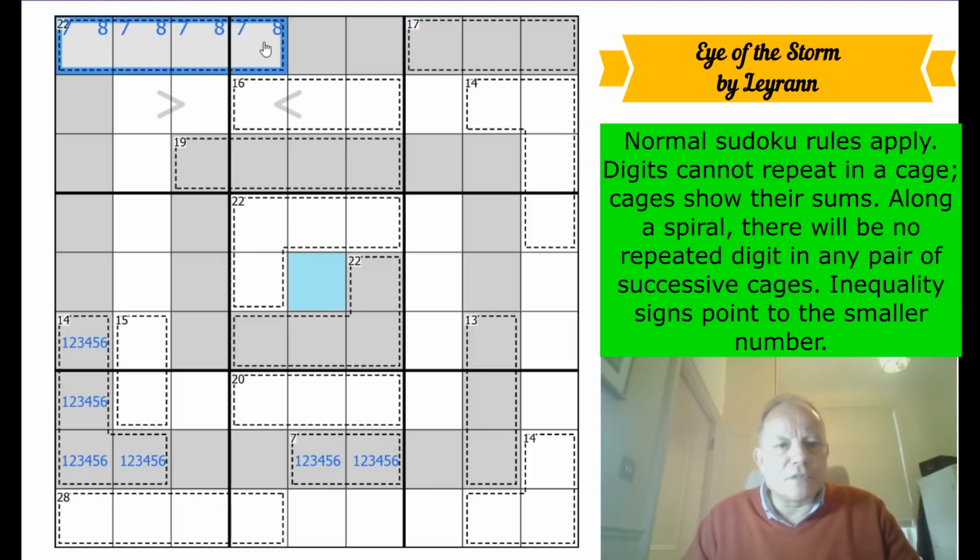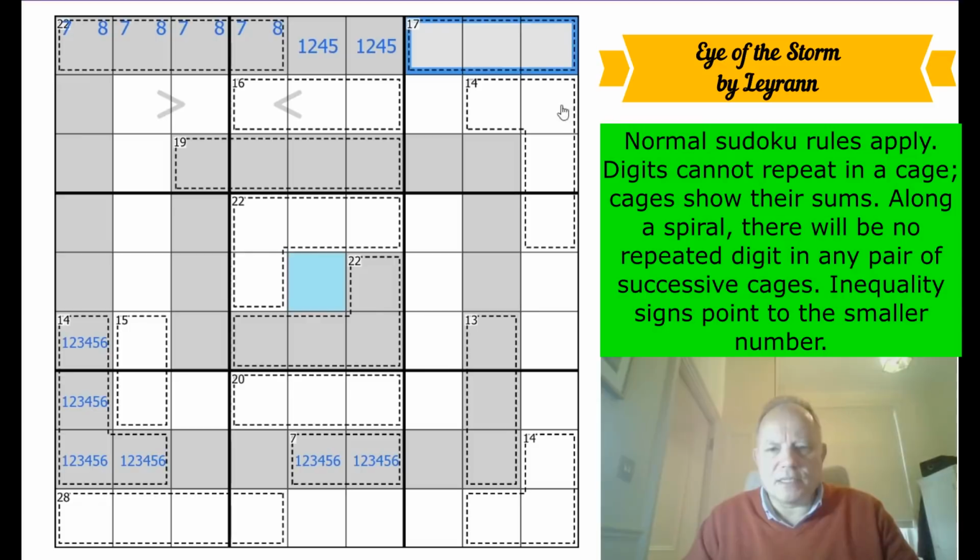Oh, look, let's use the rule of 45 on the top row. 22 and 17 is 39. These two add up to 6, so they're either 1, 5 or 4, 2. These have got numbers adding up to 15 and then a pair adding up to 7.